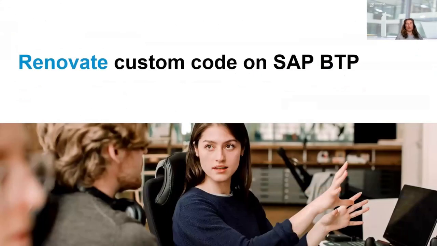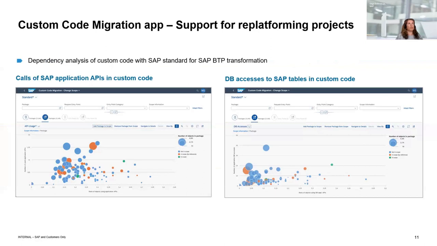How to renovate your custom code on SAP BTP? Especially for replatforming projects, we offer in the custom code migration app also a so-called dependency analysis with SAP standard. We have found out that technically the current showstoppers for the custom code transformation to BTP are the calls to SAP application tables and the calls to SAP application logic. And these calls are counted and displayed in the corresponding dashboards in the dependency analysis, and you can see how tightly your custom code is coupled with SAP standard.